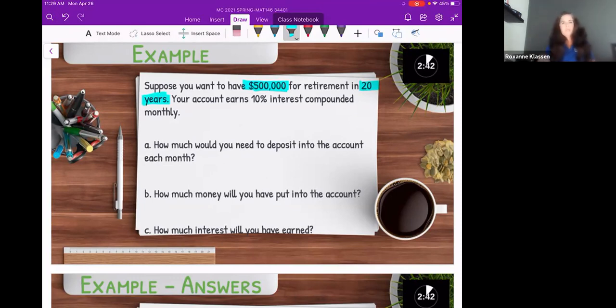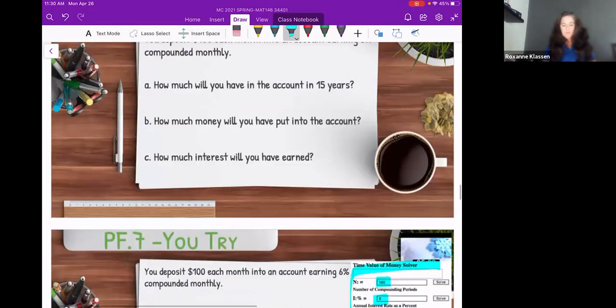Okay, so you're going to retire in 20 years and you want to have $500,000 in your account. Now, here's where we get a little unrealistic, just so you know. Your account is going to earn 10% interest compounded monthly. It's not very likely that you're going to earn 10% interest, okay, just so you know. But if you can find it, that would definitely be an investment you should do if you can get 10% compounded monthly. So now the question says, how much do you need to deposit into your account each month?